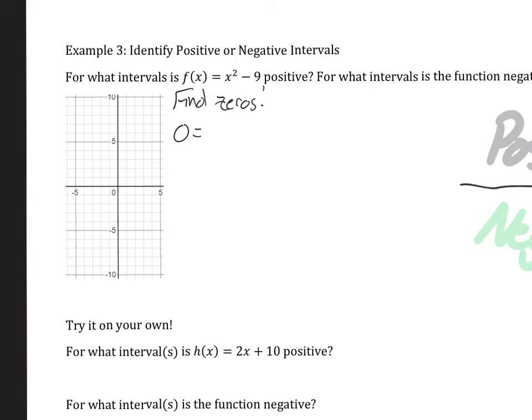So we have 0 equals x squared minus 9. So we're going to add 9 to both sides. So 9 equals x squared. We're going to take the square root. So x equals plus or minus 3.